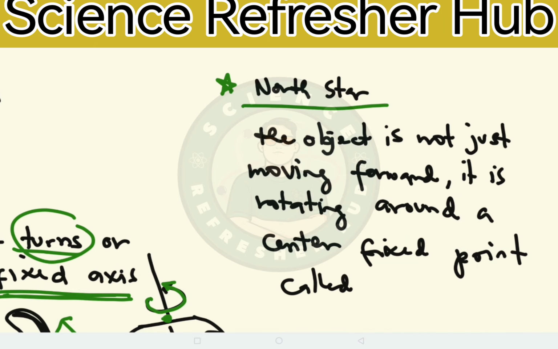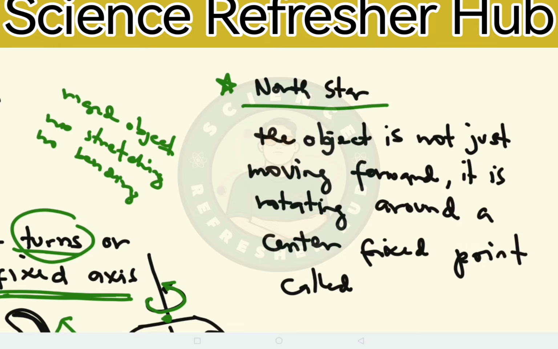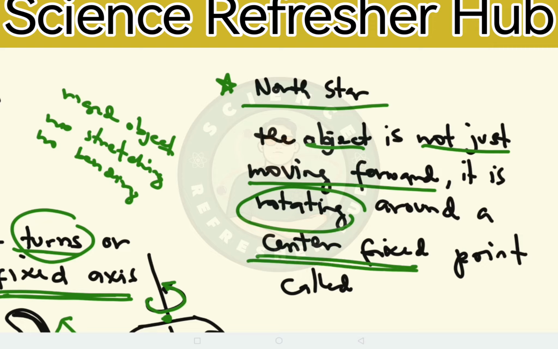The North Star: the object, or let's say the rigid object, if you could still recall, rigid object, no stretching. Is my spelling correct? Stretching, yeah, no bending or no deformation. Now, the object is not just moving forward, because that pertains to translational motion. It is rotating around a fixed point, and we call it the axis, right? There will be a fixed point, and it's rotating. Definitely, that's rotational motion. It has a full rotation.